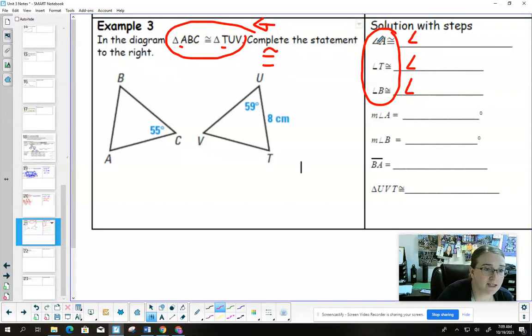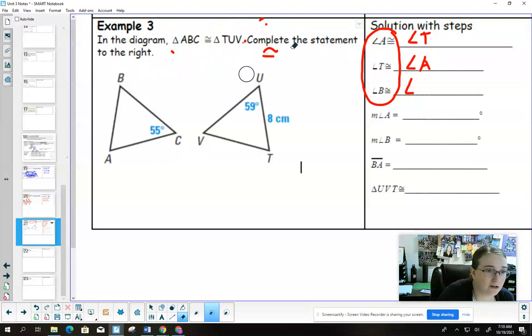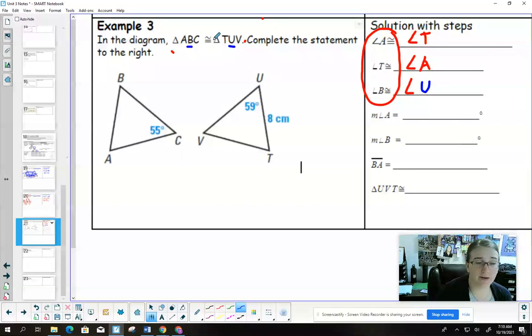Well, A is the first letter and T is the first letter. So, hey, actually that gives us the first two. If A is congruent to T, then hey, T is congruent to A. Then we have B congruent to, well, B is the second letter, so that's angle U. Again, not even looking at the picture, just looking at the statement. Now, the difference between this question here and this one is that this was just saying, hey, what angle is it congruent to? Meaning the angle name.